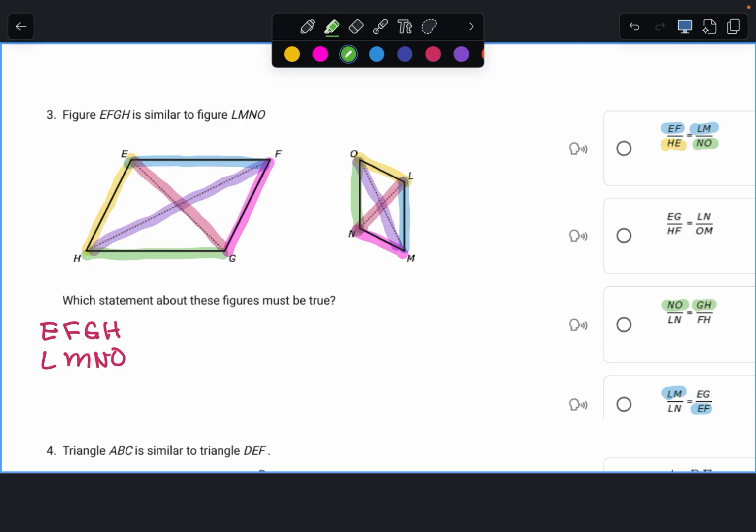And GH. Okay, you can see I didn't get a lot highlighted with my side, so I have to go to my transverse, or my ones that go across the shape. So LN is that red color, so I'm going to highlight all my LNs. And then the corresponding one with LN is EG, so I'm going to highlight my EGs. And then I have FH in purple, so I'm going to highlight my FH. And then OM is also in purple.